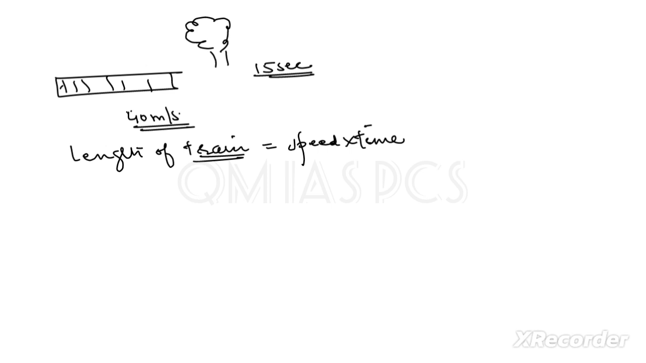If the unit is different, we have to convert that one. Okay, be aware of that one. Fine. So speed is equal to 40 meter per second multiplied by 15 second. So here it will be how much? 15 multiplied by 4, it will be 60, and 0, that is 600 meter. So length of that train is 600 meter.